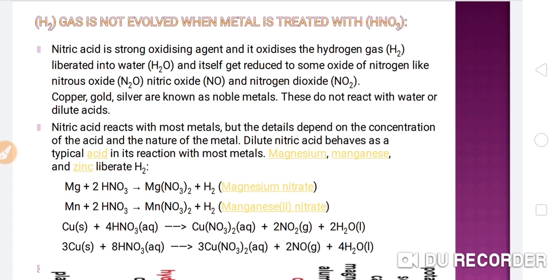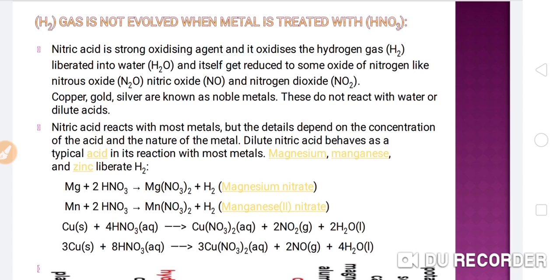Now the next point: nitric acid reacts with most metals, but the details depend on the concentration of the acid and the nature of the metal. This means the products formed during the chemical reaction will depend on the concentration of the nitric acid. Dilute nitric acid behaves as a typical acid in its reaction with most metals; magnesium, manganese, and zinc liberate hydrogen.